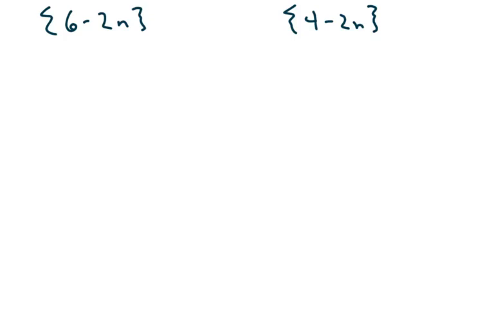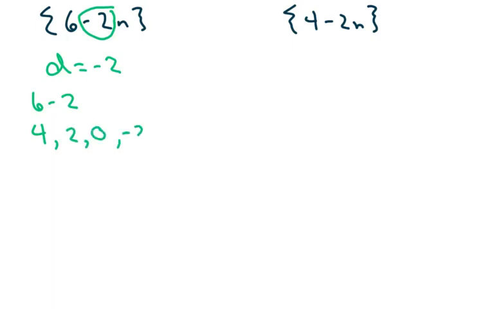All right, this one, my common difference is negative 2. So d equals negative 2. And when I plug in 1, I'm going to get 6 minus 2. 6 minus 2 is 4. And then just keep subtracting 2: 2, 0, negative 2, negative 4. There's my 5 terms, and I just pulled it off from the slope.